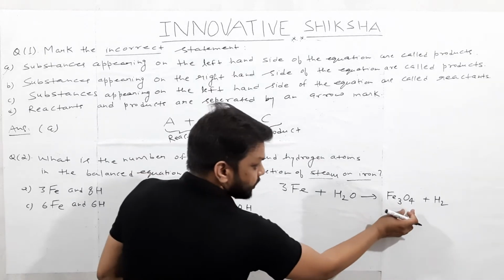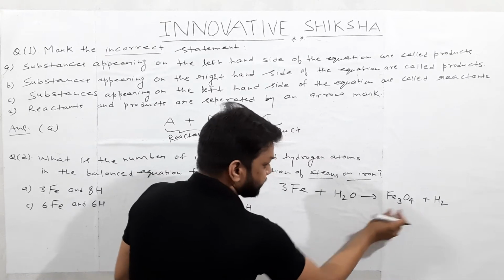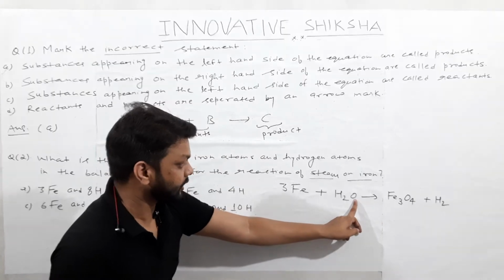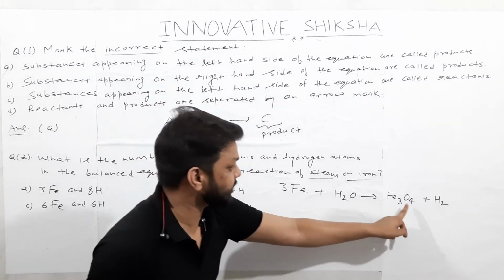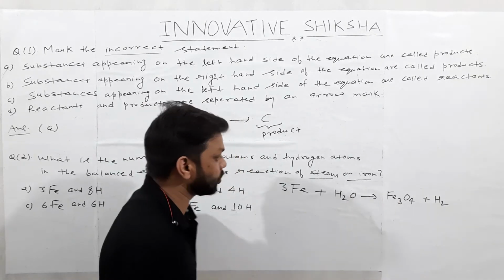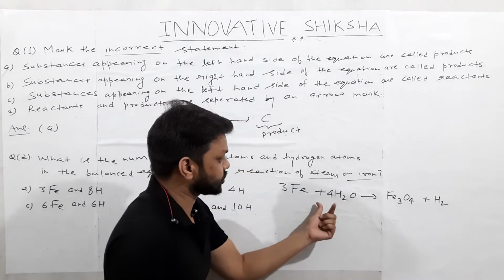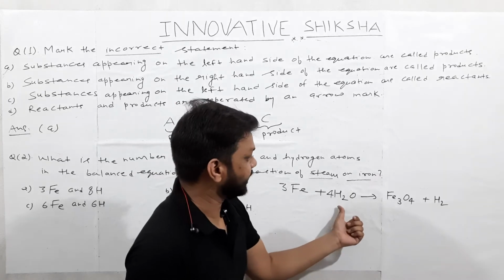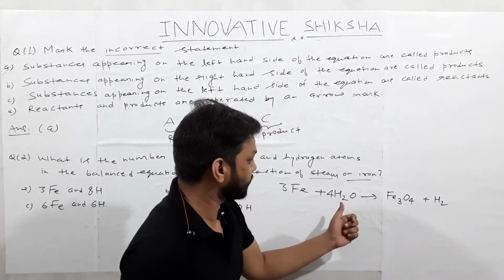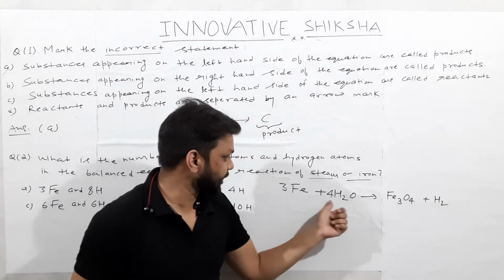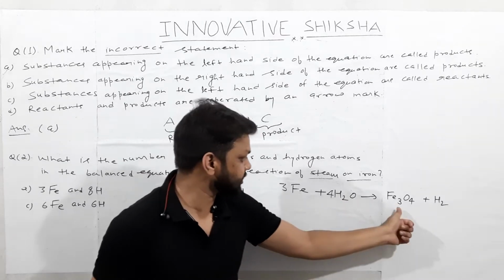Now we have here 4 oxygen atoms. Now we have just 1 oxygen atom. So to balance the oxygen atom, we have to multiply by 4 to balance the oxygen atom on the left hand side and on the right hand side. Now you can see that oxygen atom is also balanced and iron atom is also balanced.